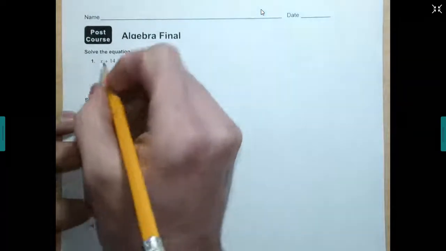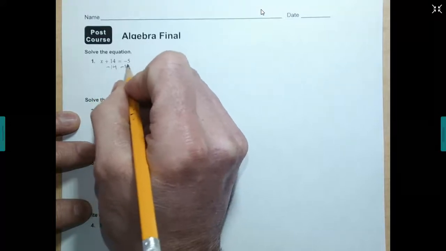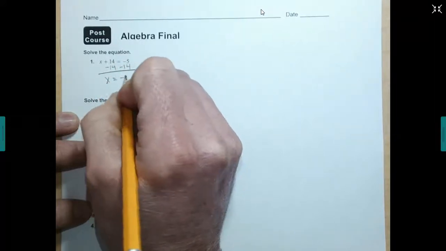Alright, we'll start off with number 1. Subtract 14 from both sides. X equals negative 19.